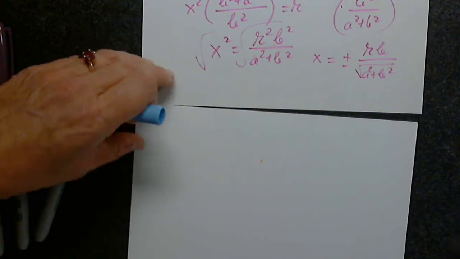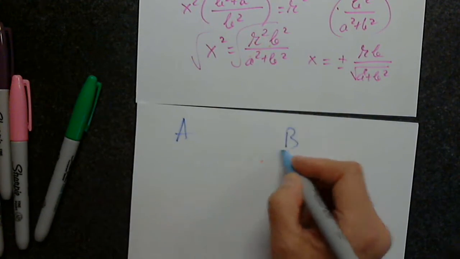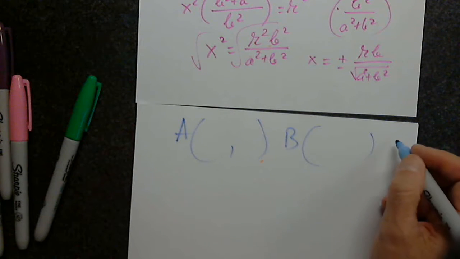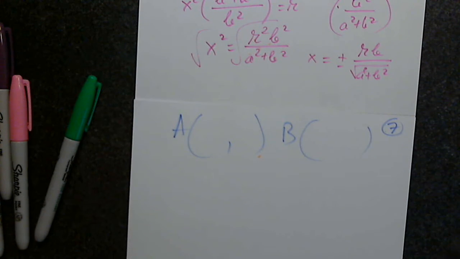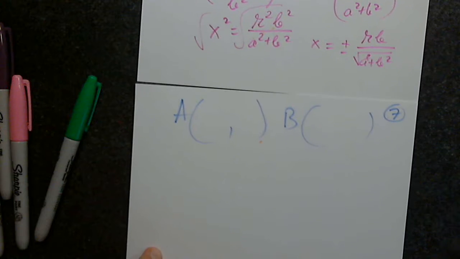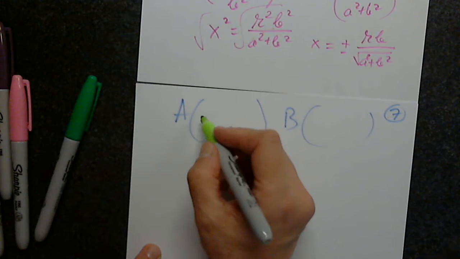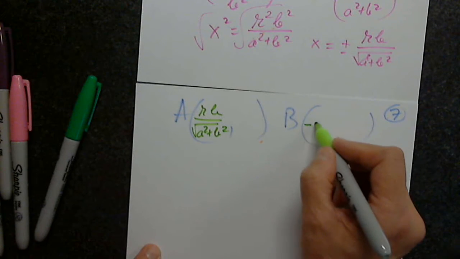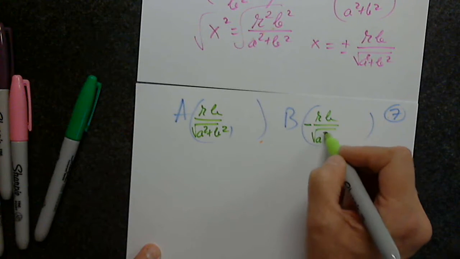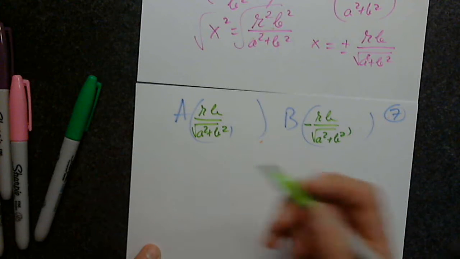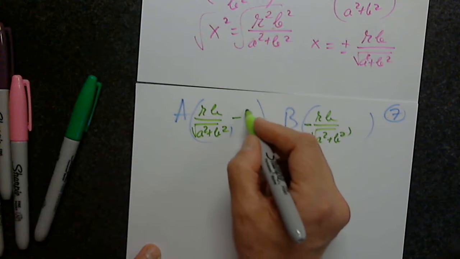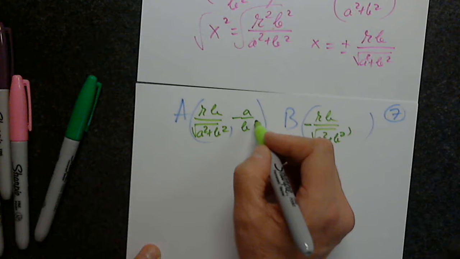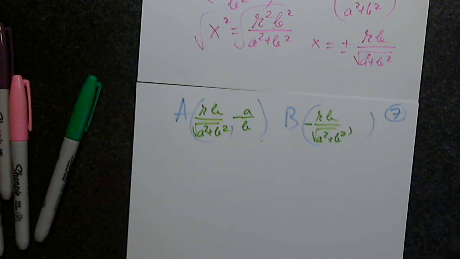I'm going to call them point A and point B. Can anyone give us point A and point B? It doesn't matter. The order is not important. They are the same. Exactly. rb over the square root of a squared plus b squared, or negative rb over the square root of a squared plus b squared. And y is the same: negative a over b times x. I should have multiplied it first. I don't want to put it like that. Sorry.